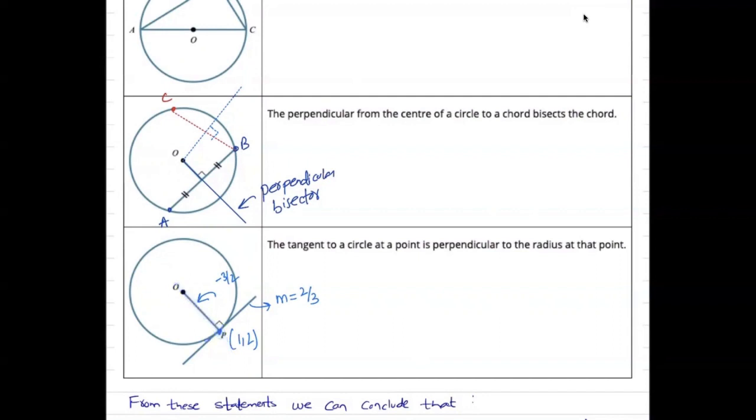That is y minus y1 equals m times x minus x1. So 2y minus 4 equals negative 3x plus 3. 2y plus 3x equals 7. That is going to be the equation of this line.